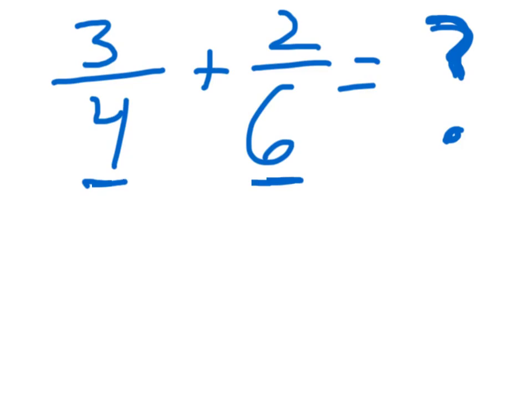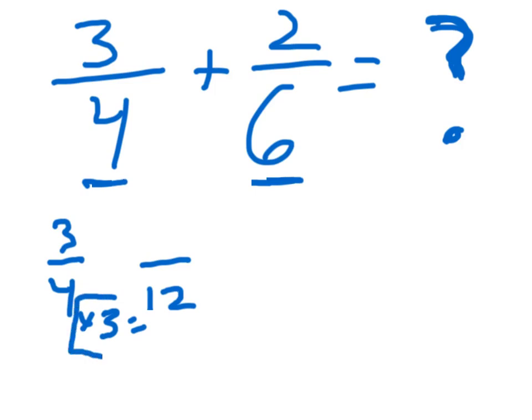It might be 12. So when you think about 12, that means in order to change 3 over 4 into a common denominator of 12, we had to multiply 4 by 3, and that equaled 12. That means you have to do this exact same thing you did here on the denominator with the numerator up top here.